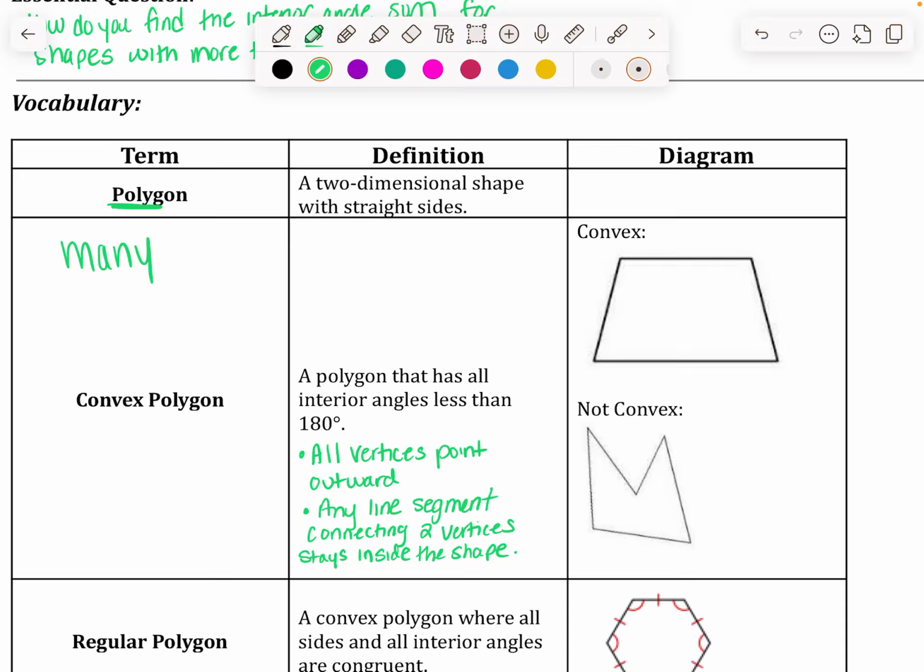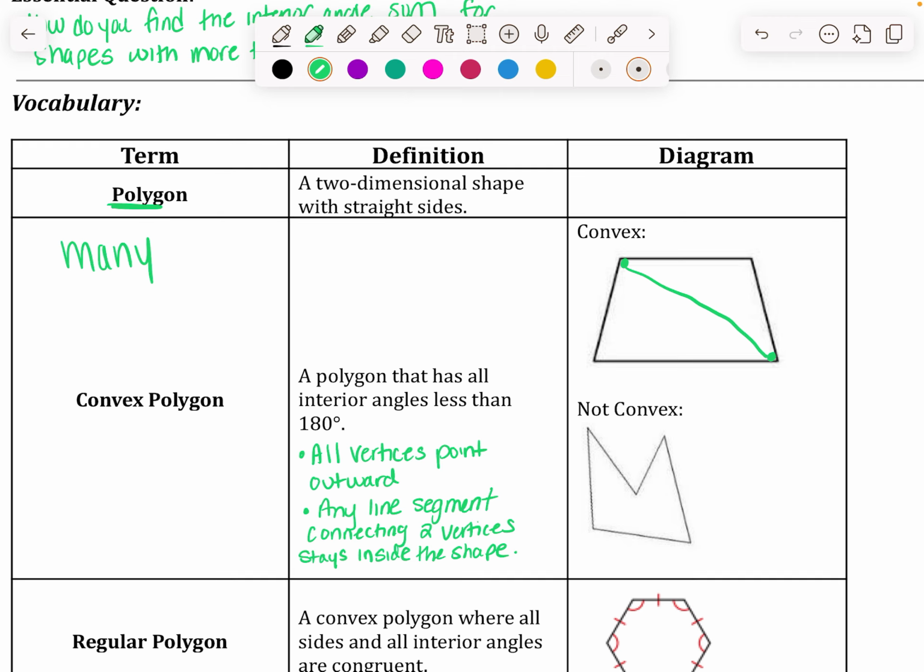So I have a couple pictures over here. The first convex polygon, you might be familiar with that. That is a trapezoid. You can see that these interior angles here are all less than 180 degrees. And if you were to draw a segment from any one vertex to another vertex, the segment stays inside the shape. And all the vertices point out.